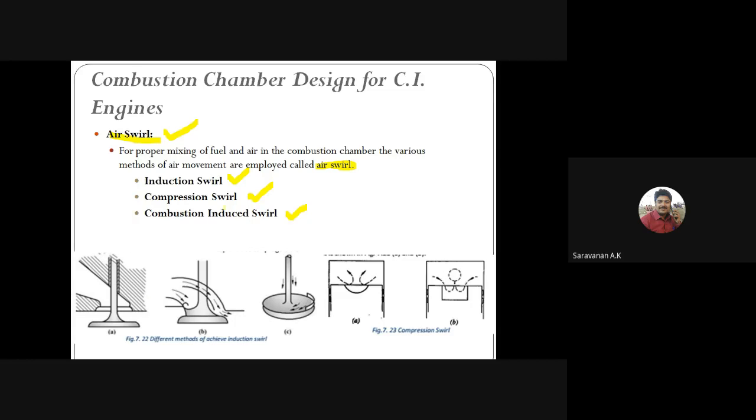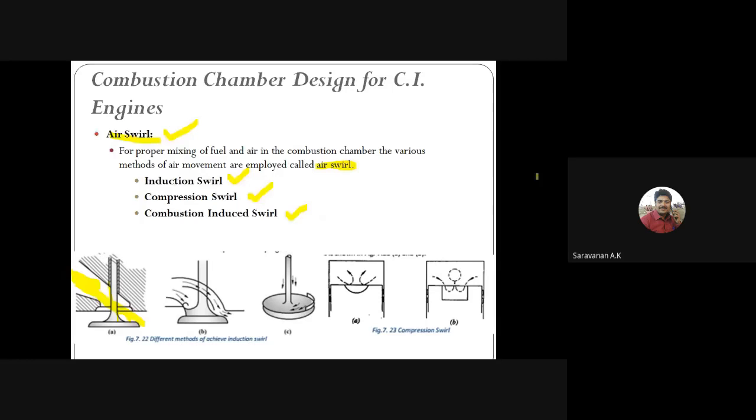In this diagram you can see the inlet manifold. Here the air will come into the cylinder this way, when the valve opens. It is one type of method. While the air comes through this port, how will the air movement be? It comes directly into the combustion chamber. Here we have different types of swirls.